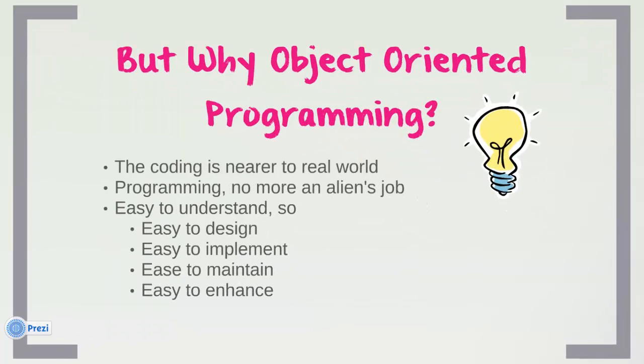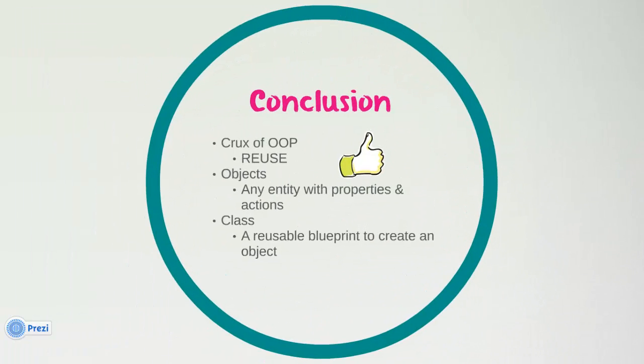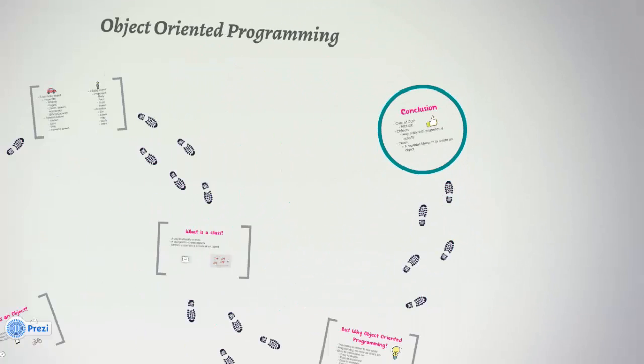Now the question comes, why object-oriented programming? Why is it required? As you have seen, coding comes nearer to the real world. Now programming is no more an alien's language. It has become easy to understand. That's why it is easy to design, to implement, to maintain and enhance. So the crux of OOP is reuse. Object is an entity with properties and actions, and class is a reusable blueprint to create an object.